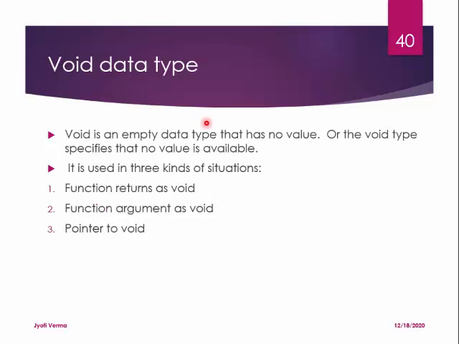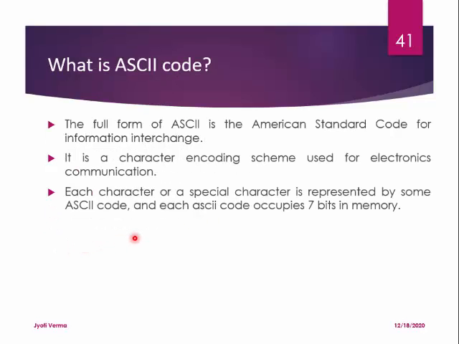Void data type. The last data type, that is the primary data type, is your void data type. Void means what? Nothing. It is empty. It is not equivalent to 0, neither is it equivalent to a space. And where is it used? It is used if the function returns nothing, then you have to use void. If the function is taking no argument, then you have to use void, and you can also declare the pointer of type void.